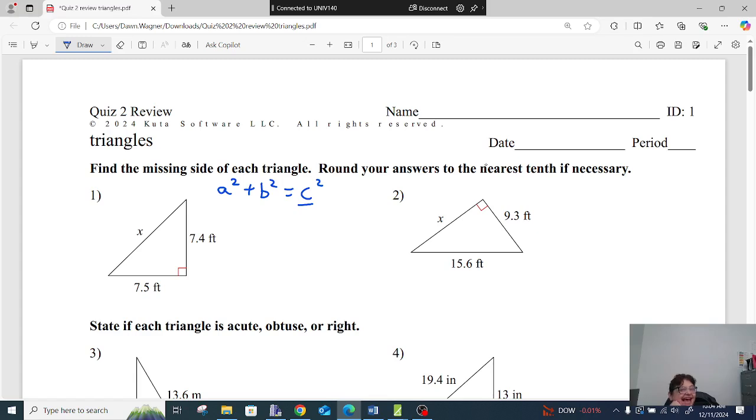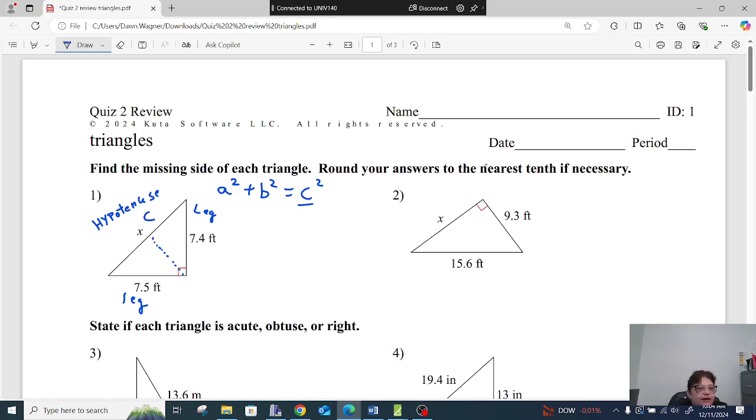A and B are the legs. Remember, the legs make the right angle. So this is a leg. This is a leg. Does anybody remember that fancy word for this side? It's C, but what's the fancy word for it? Hypotenuse. Your hypotenuse is C. It's always the longest side, and it's across from the 90-degree angle. So here I would label this one as C.